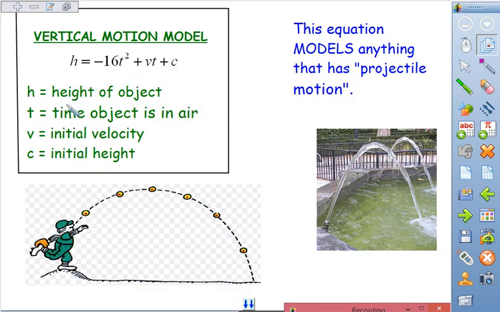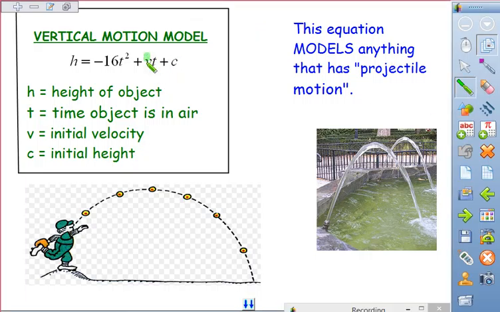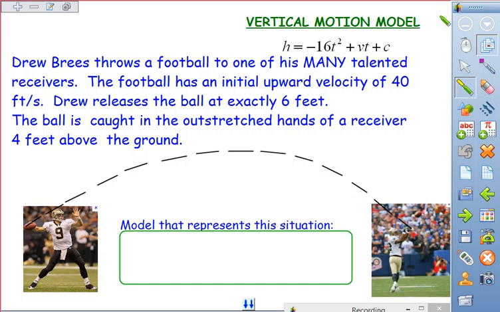So in our model, we have these variables: h, which is the height of the object, t is the time the object is in the air, and v is your initial velocity. So that's going to depend on your scenario. And then c is your initial height, which is also going to depend on your scenario. So we're going to be plugging in values for v and for c, depending on what our problem says. So here's our first example.